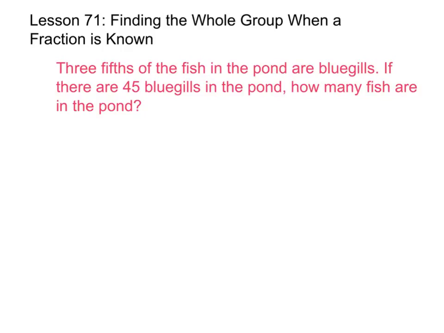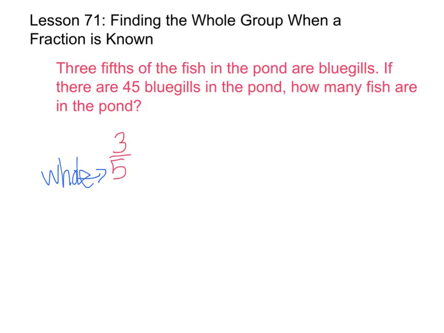Lesson 71, we're finding the whole group when a fraction is known. Take, for instance, these red letters here. 3/5 of the fish in the pond are bluegills. If there are 45 bluegills in the pond, how many fish are in the pond? It says that 3/5 of them are bluegills. Okay? 3/5, that's how we write it. The bottom part of our fraction always tells us how many are in the whole number.